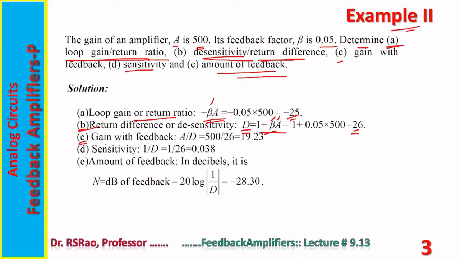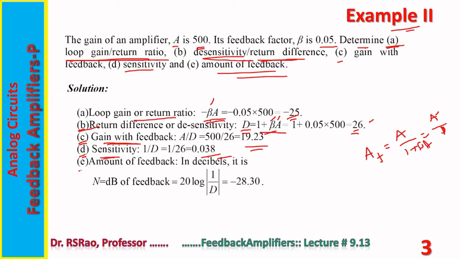C, gain with feedback. AF is gain with feedback. We know it is equal to A by 1 plus beta A. But 1 plus beta A is D. Therefore, it is A by D. A is given, D we have already calculated 26. So, gain with feedback becomes 500 by 26 equal to 19.23. Next, D, sensitivity. Sensitivity by definition is 1 by D. D is available 26, so 1 by 26 is equal to 0.038.